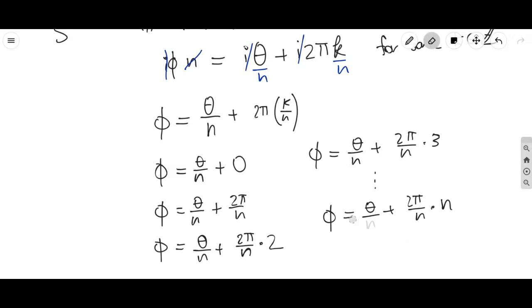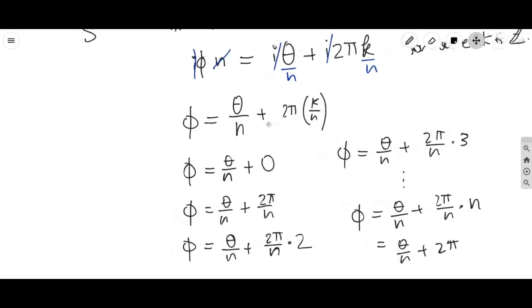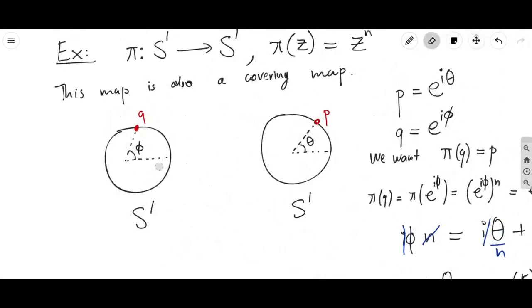But when you reach n, you're getting phi equal to theta over n plus 2 pi. But as far as the angle in the picture is concerned, that's the exact same point. So that's going to be the exact same point. So basically, the way this works.